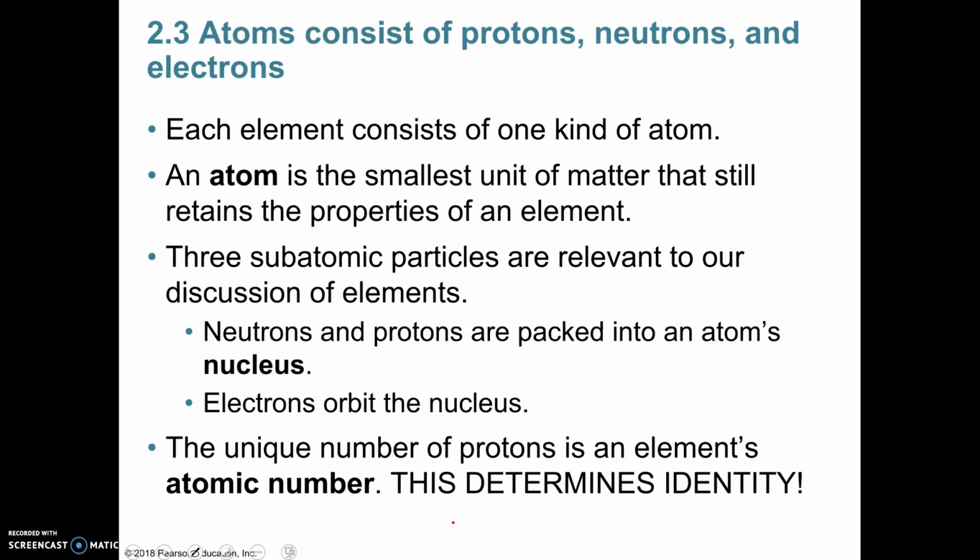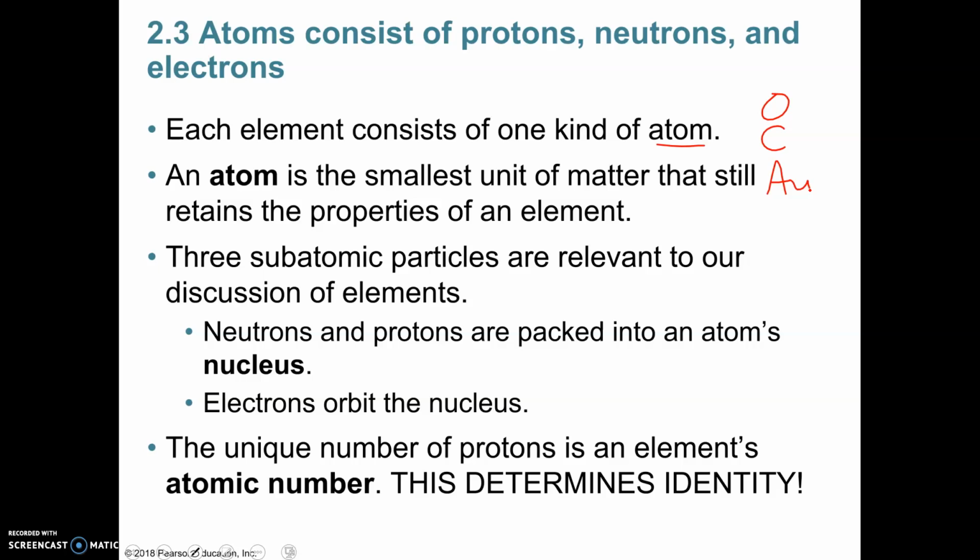Okay, so let's talk about atoms. Each element is made of just one kind of atom, right? So oxygen is an element consisting of oxygen atoms. Carbon is made of carbon atoms. Gold, Au, is gold. It's made of gold atoms. It's the smallest unit of matter that still has specific properties.